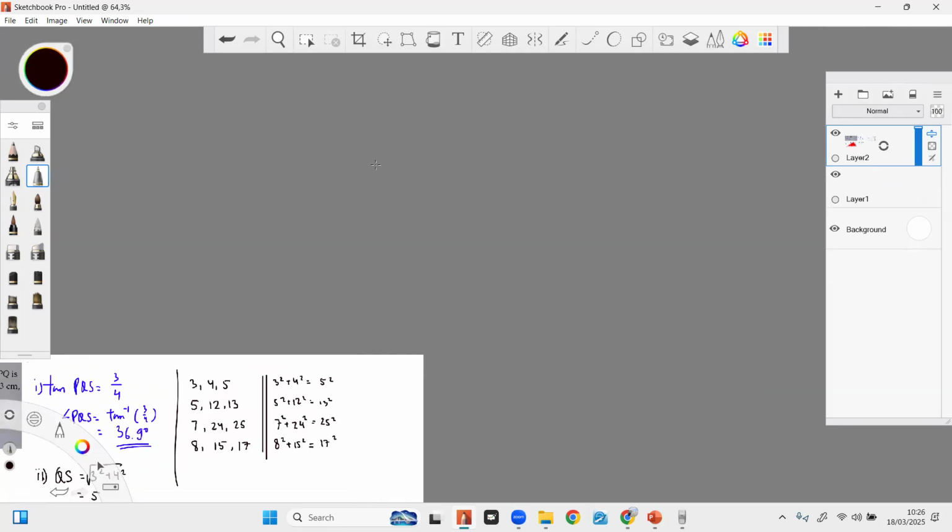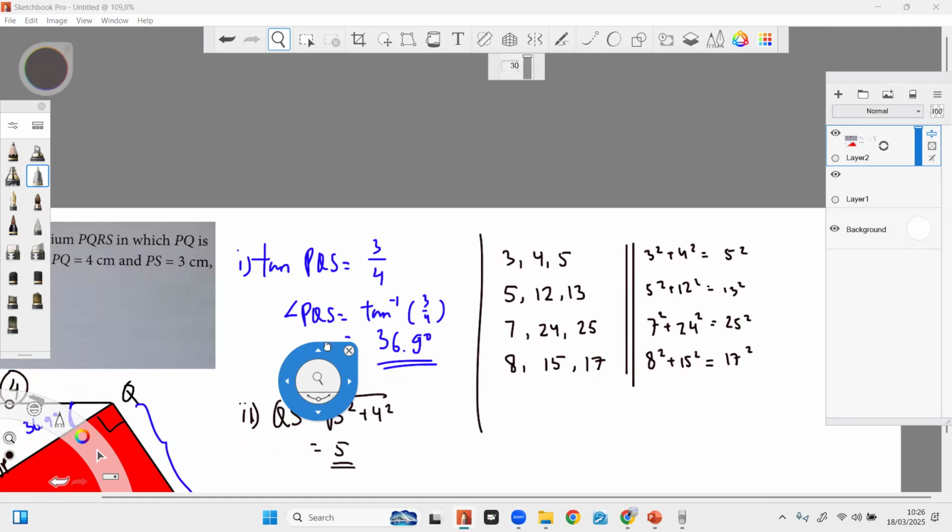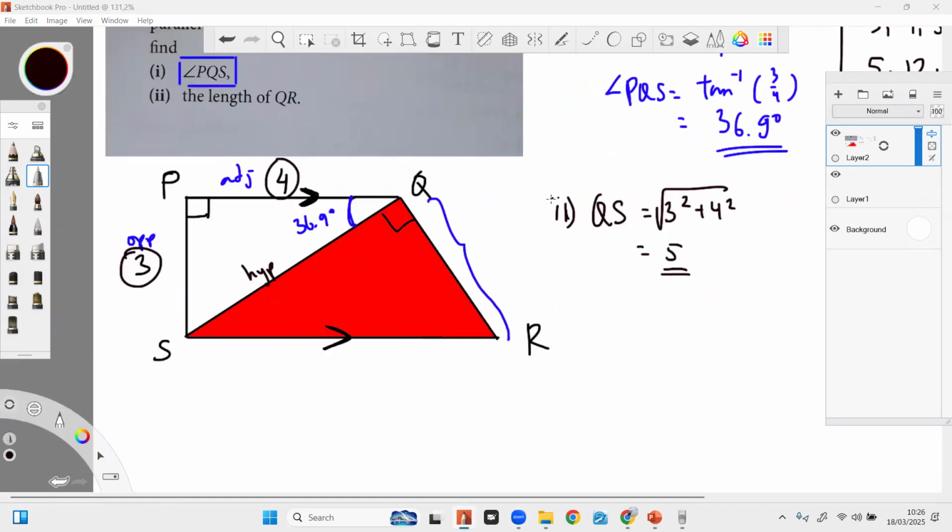So we do 3, 4, 5. That's it. And then after we get QS5, we try to find QR. So this is 5. What is QR? Still, you need to see this way. Look, we have this sign. What does it mean? Parallel. If this is 36.9, this is also 36.9. How come?